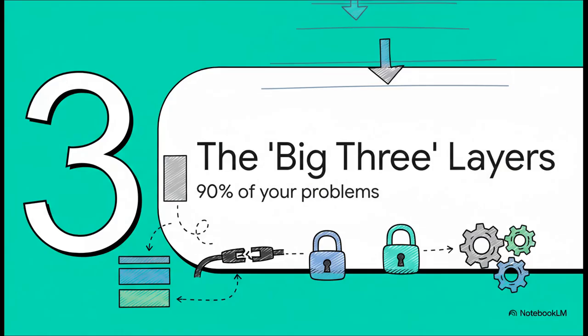Now, the full OSI model has 7 layers, which sounds like a lot to remember. But here's the good news. As a security tech, probably 90% of all the problems you're ever going to run into, they live in the bottom 3 layers. So that's where we're going to focus. We're going to master what I call the big 3.